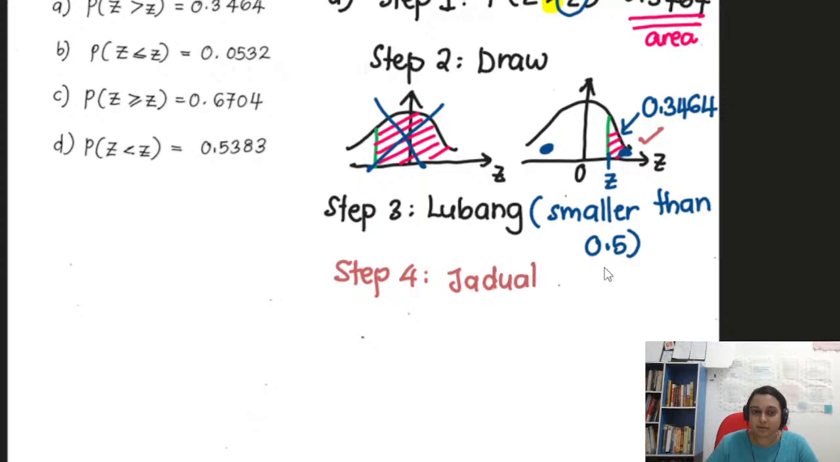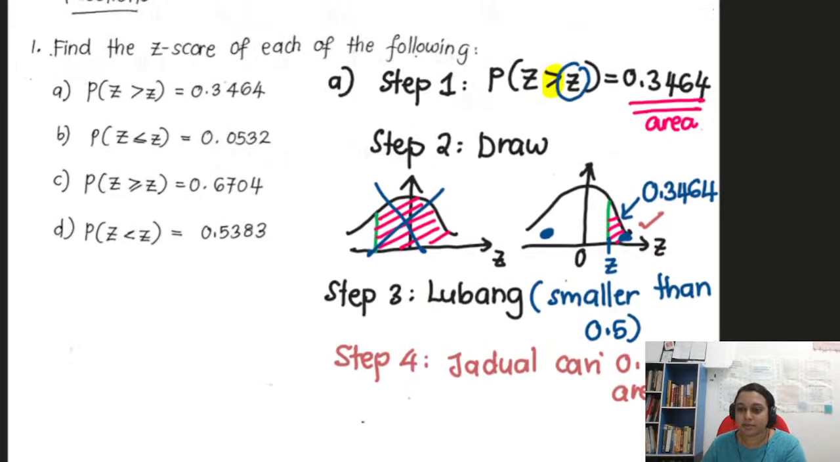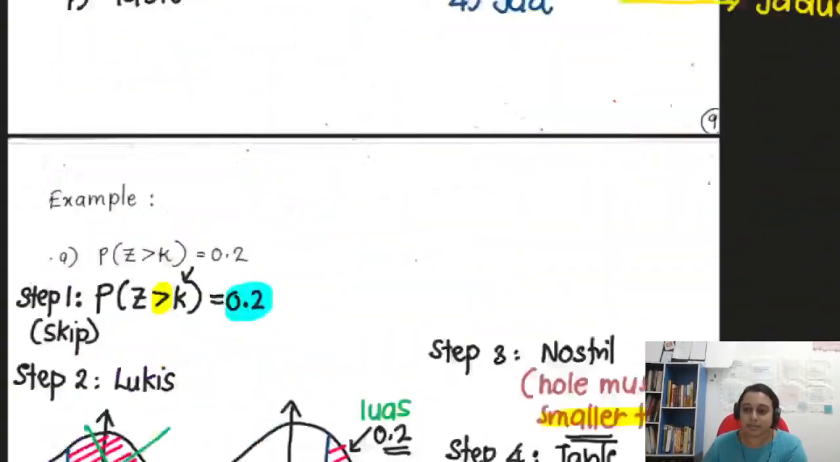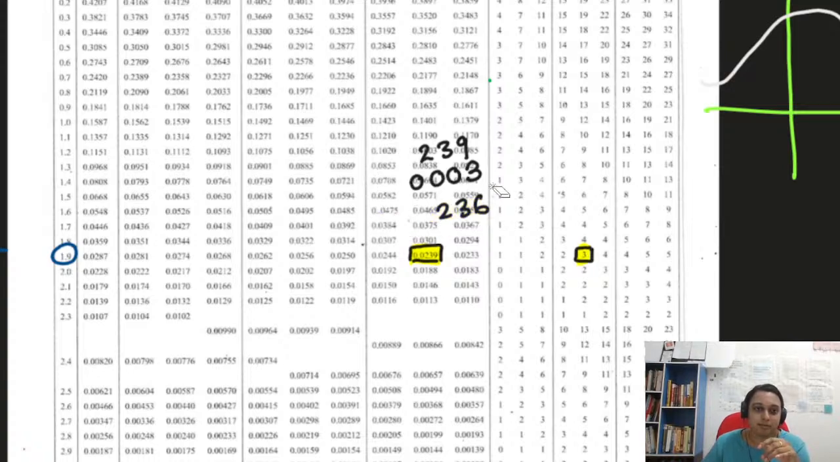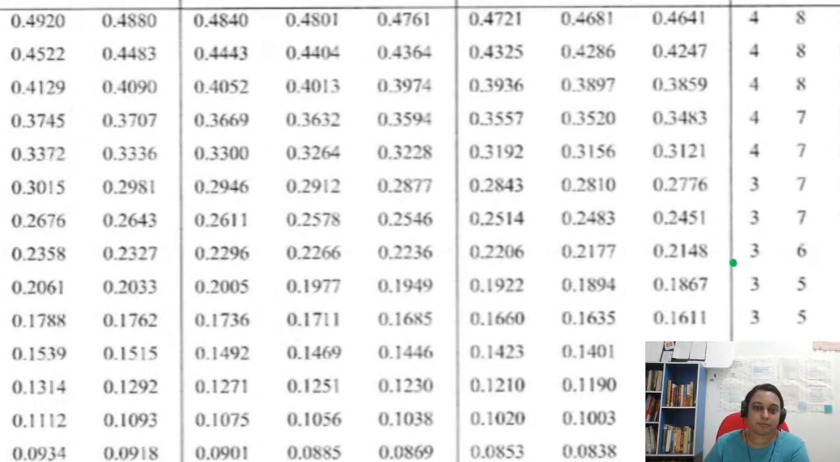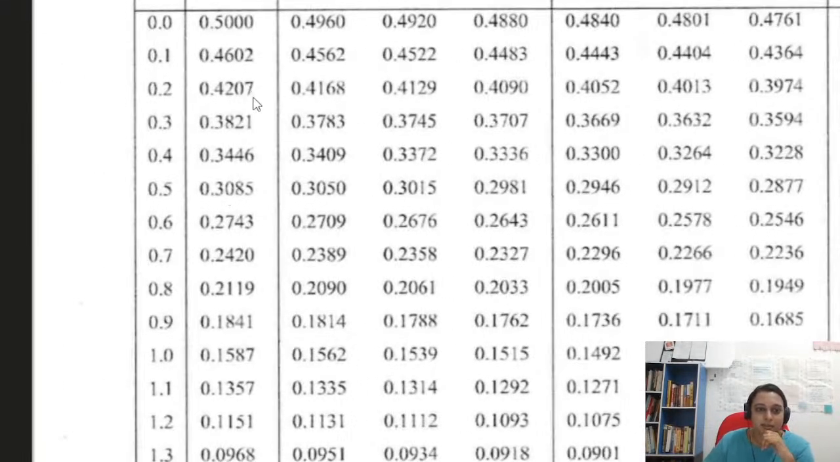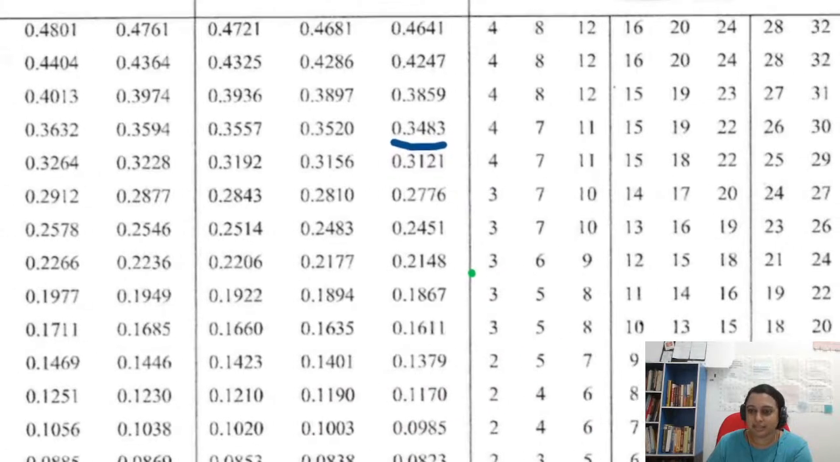Go to the table and find 0.3464. Find the area. 0.3464. Okay, let's go to the table. Find 0.3464. 3464. 0.3464. 346. Okay. 3446 cannot. 3483. Okay, looks like teacher has to take 3483.